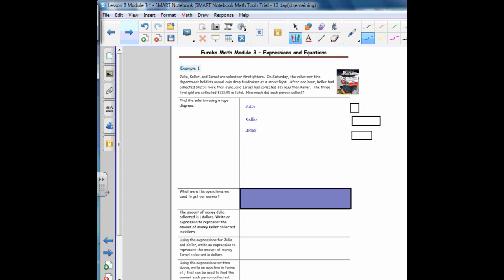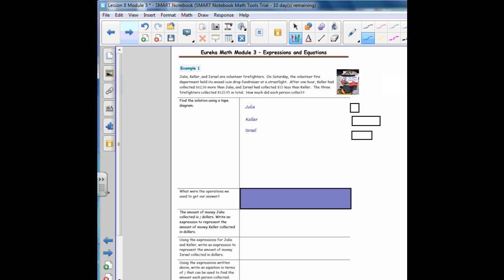Julia, Keller, and Israel are volunteer firefighters. On Saturday, the volunteer fire department held its annual coin drop fundraiser at a streetlight. After 1 hour, Keller had collected $42.50 more than Julia. Israel collected $15 less than Keller. The three firefighters collected $125.95 in total. How much did each person collect?